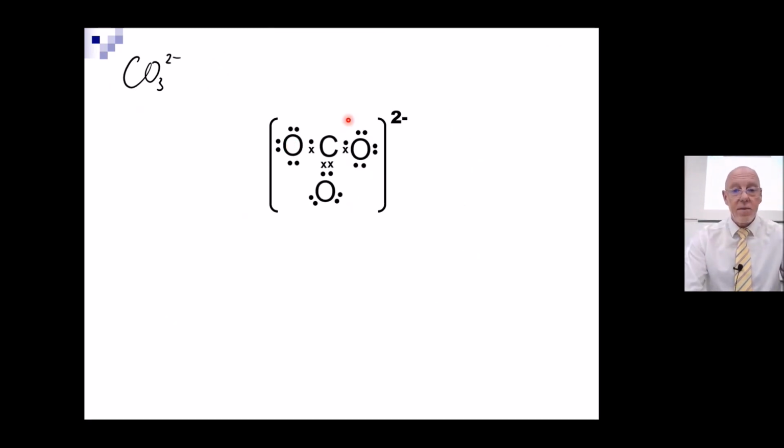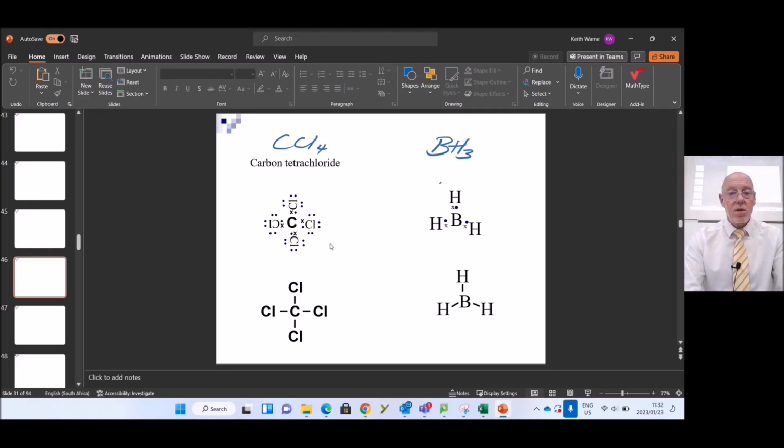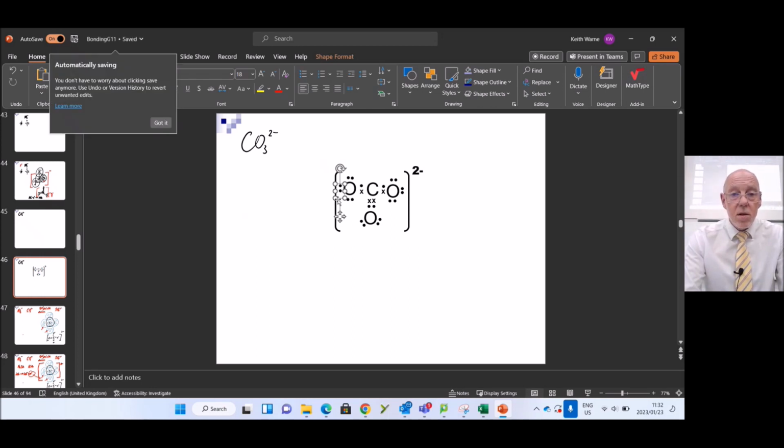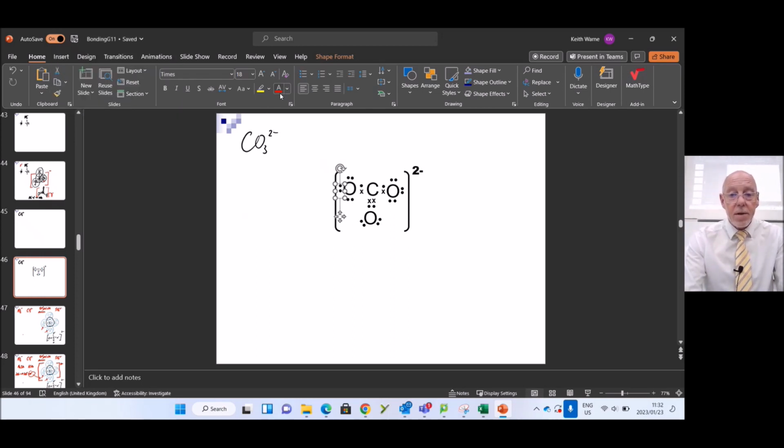So let me just go here. Annotations. And I want to change this. I'm going to make one of these red. And I'm going to make one of these red. And that's why this thing is 2 minus.